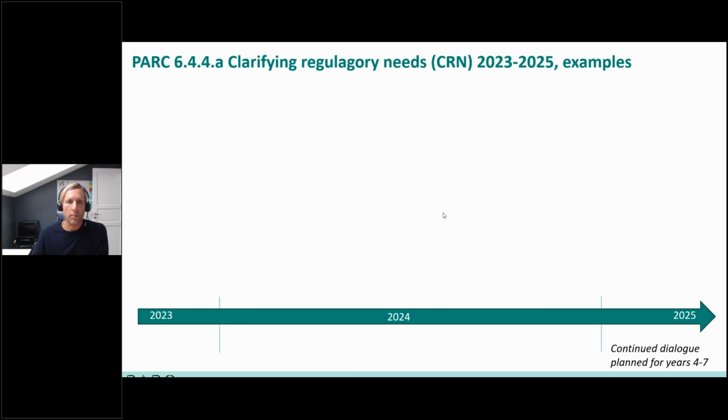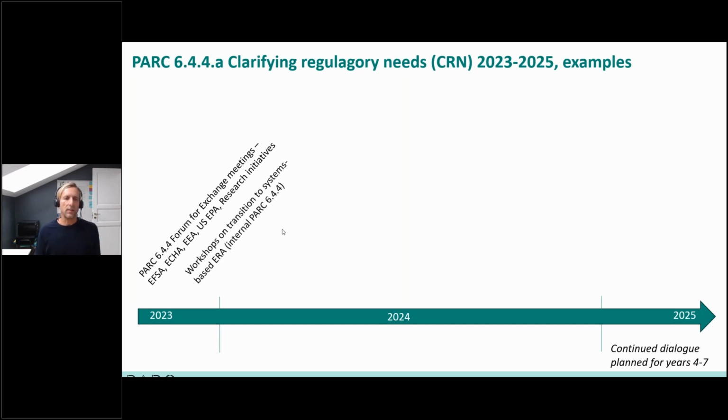Quick outline on some examples of interactions that we're having in the clarifying regulatory needs project. Last year, we had several forums for exchange meetings within PARC where we invited EFSA, ECHA, EEA in Copenhagen, but also US EPA and several research initiatives to exchange knowledge, basically, where they presented their needs or their results, their view of the way forward. From PARC 644, we presented our ideas and then we had an exchange. We have had quite a few of those last year to create a basis, but this is also something that we want to pursue as a platform for dialogue, actually.